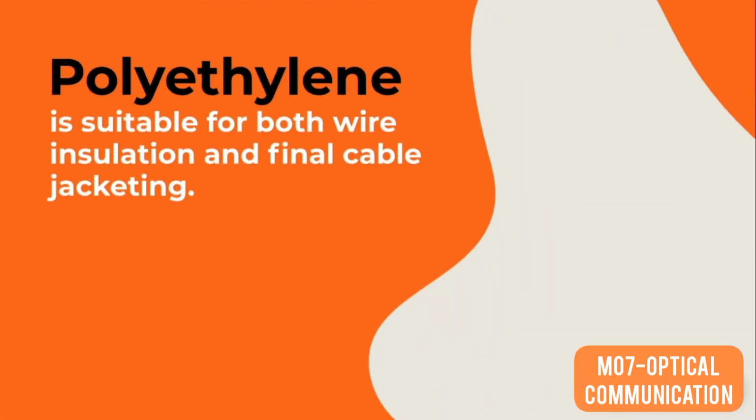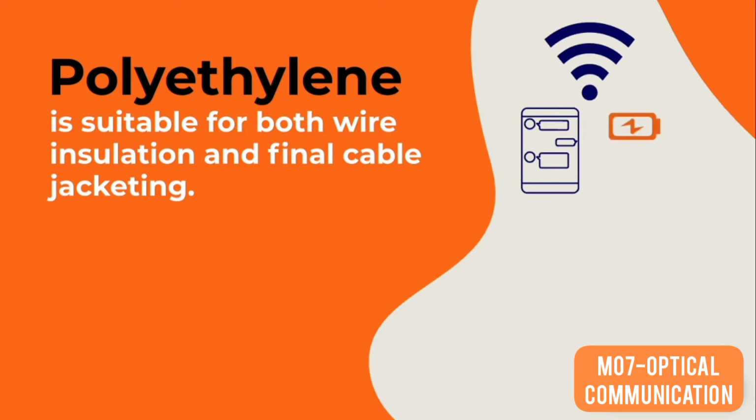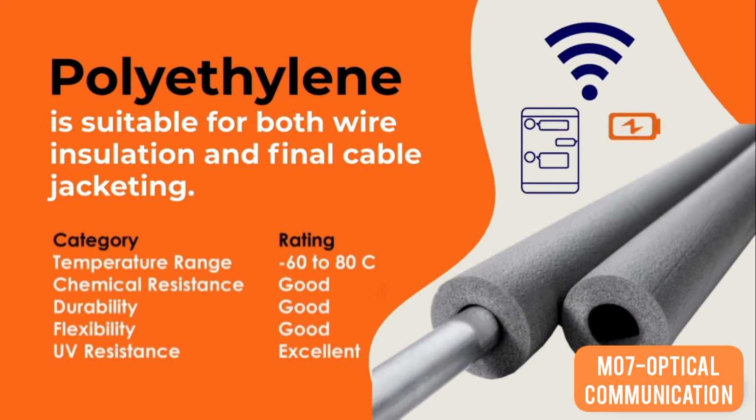Polyethylene is suitable for both wire insulation and final cable jacketing. Polyethylene is commonly used because it has a temperature range of -60 degrees Celsius to 80 degrees Celsius, has a good chemical resistance, durability, flexibility, and has an excellent UV resistance.